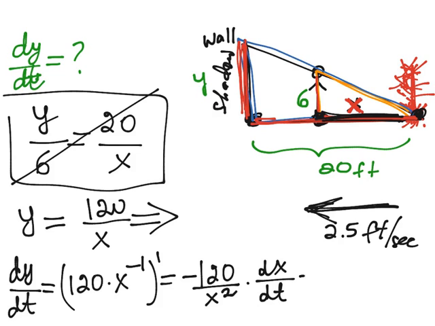Now one more piece of information I did not give you, but it is given. It says you need to find the rate of the shadow when the person, at a certain moment, is 12 feet away from the wall. So that's given too. So it's going to be negative 120 over 12 squared.